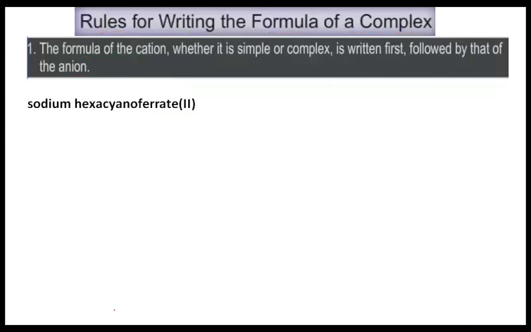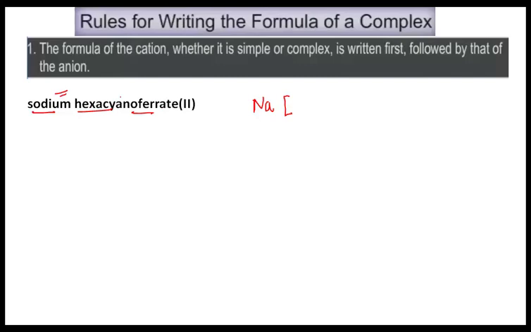Now let us take an example, sodium hexacyanoferrate(II). This is a coordination complex and its name is given, and as per the rule, we have to write the formula for this coordination compound. Again, we stick to this rule. First of all, we predict which species is acting as cation and which as anion. The cation will be sodium, so we write Na, then leave some space, then a square bracket.